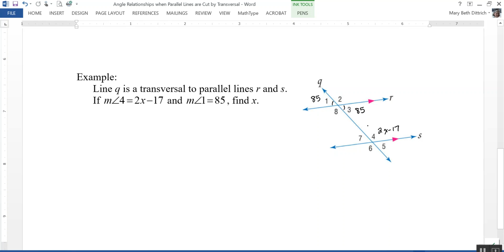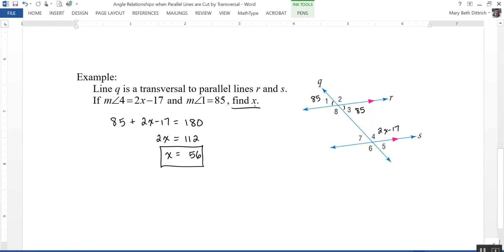And now I see that 3 and 4 are same side interior angles, and those are going to be supplementary to each other. So I know that the measure of angle 3, which is 85, plus the measure of angle 4, which is 2x minus 17, is going to equal 180. So combining like terms and subtracting from both sides, I have that 2x equals 112, and then dividing by 2, x is equal to 56. And I can stop there because that's what the problem asked me to do.